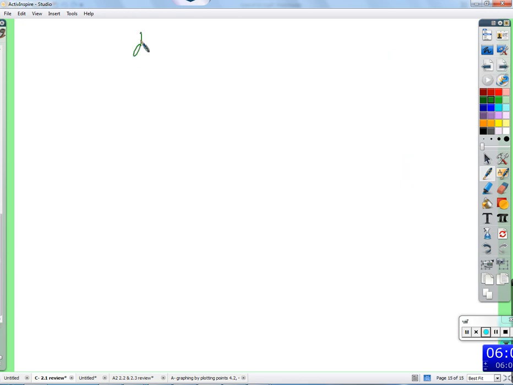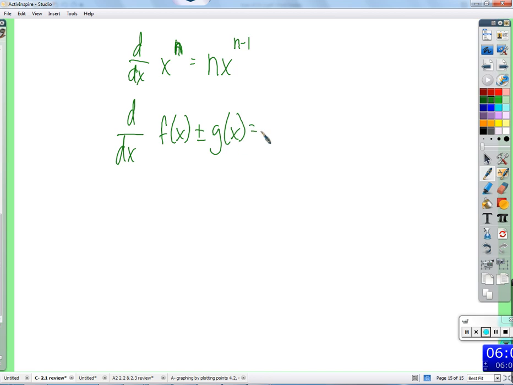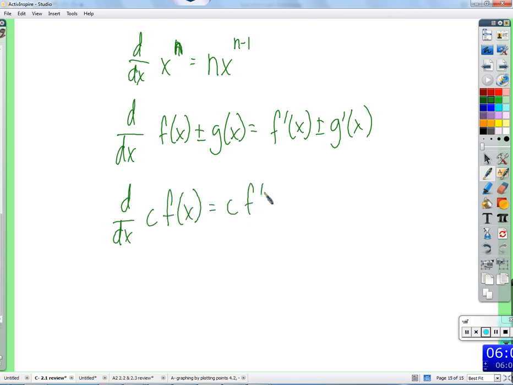Okay, so we have the derivative of x to the n is n times x to the n minus 1 power. The derivative of f of x plus or minus g of x is f prime of x plus or minus g prime of x. These are two different scenarios, one where we're adding things, one where we're subtracting things. Basically, we just take the derivatives of the pieces separated by pluses and minuses. The derivative of a constant times f of x is just the constant times f prime of x. And the derivative of a constant is 0.